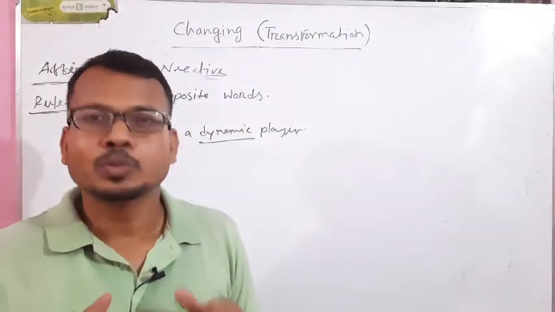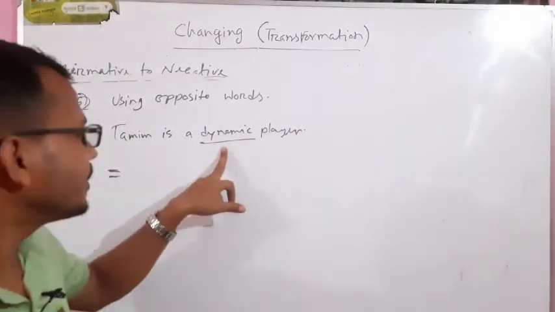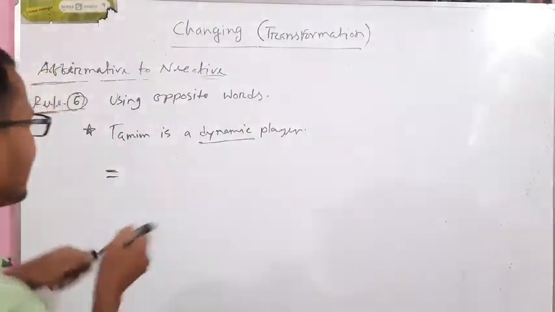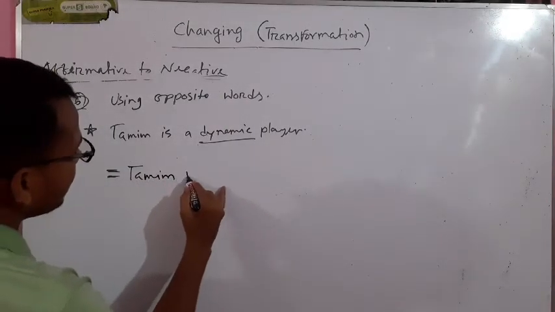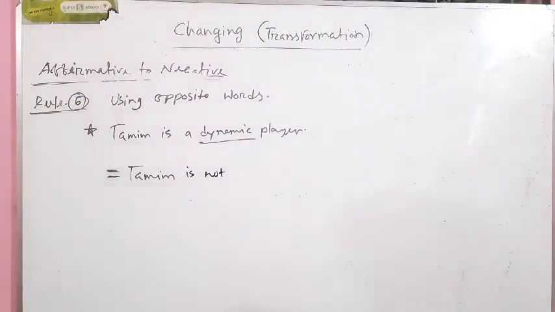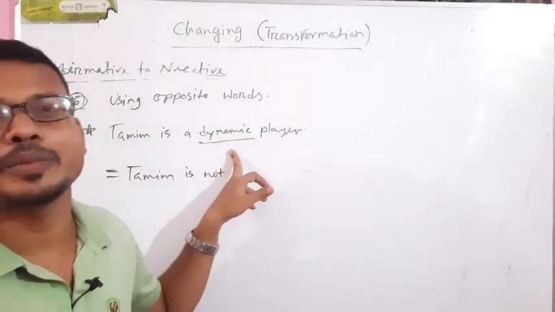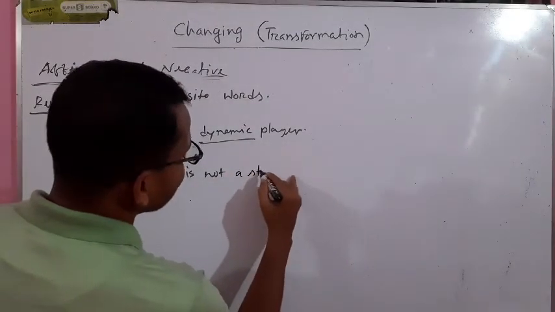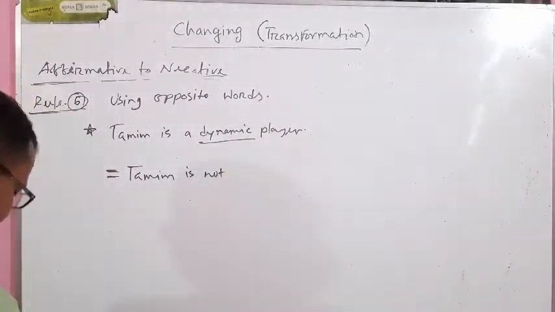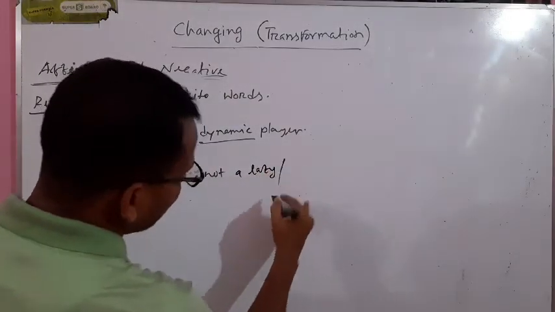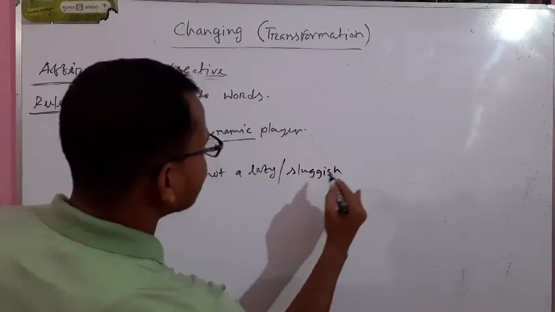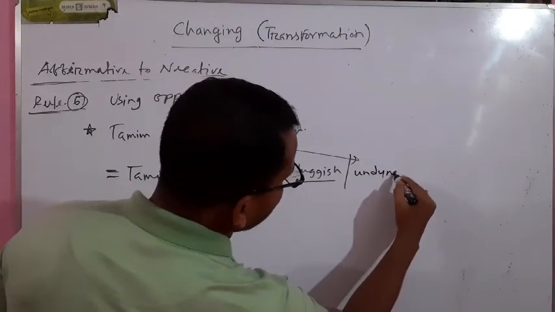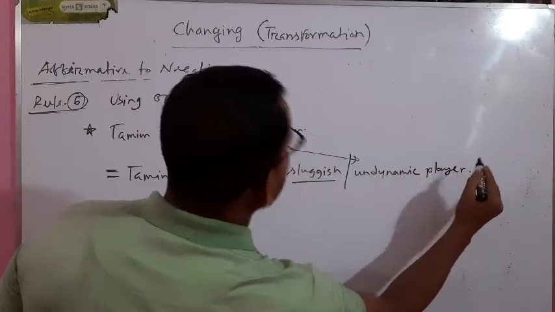He cannot stay motionless in any fixed place. That is why he is called dynamic. That means the opposite word of dynamic can be sluggish. The opposite word of dynamic can be used as undynamic, but the actual opposite word is: Tamim is not a sluggish. I'm sorry, sluggish means lazy. That means not a lazy or sluggish player. Lazy and sluggish are all the same. Or instead of dynamic, I can write undynamic player.